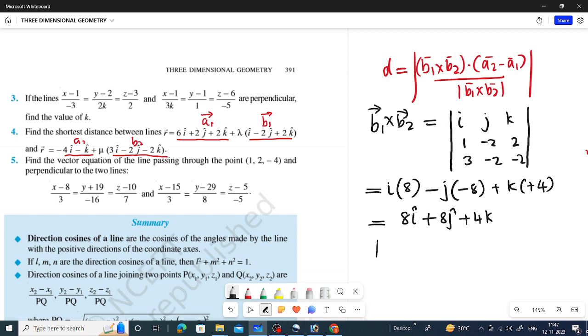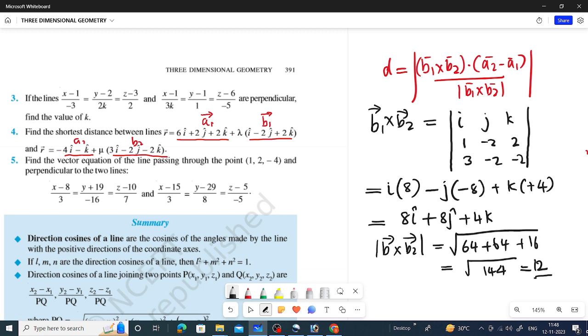Now along with that, we find the magnitude of b1 cross b2, that is the square root of 8 square 64, 8 square 64, plus 4 square 16. Okay, square root of 144, that is equal to 12. So we got the 12 here.